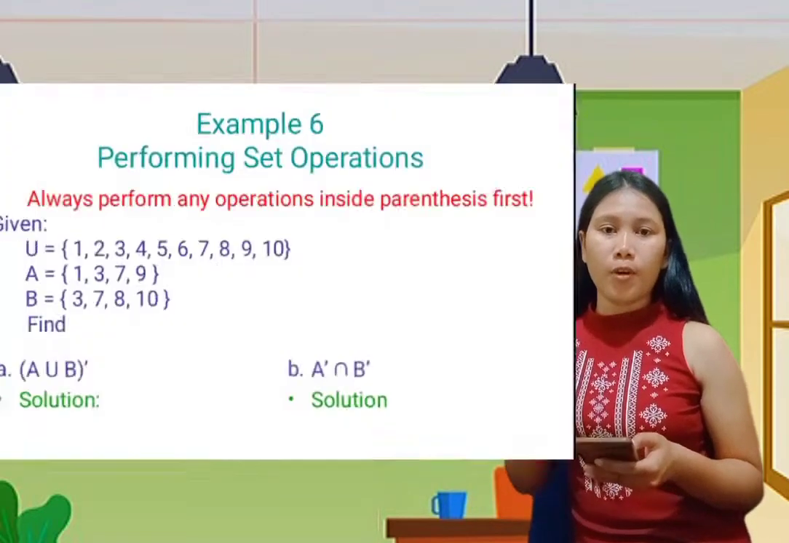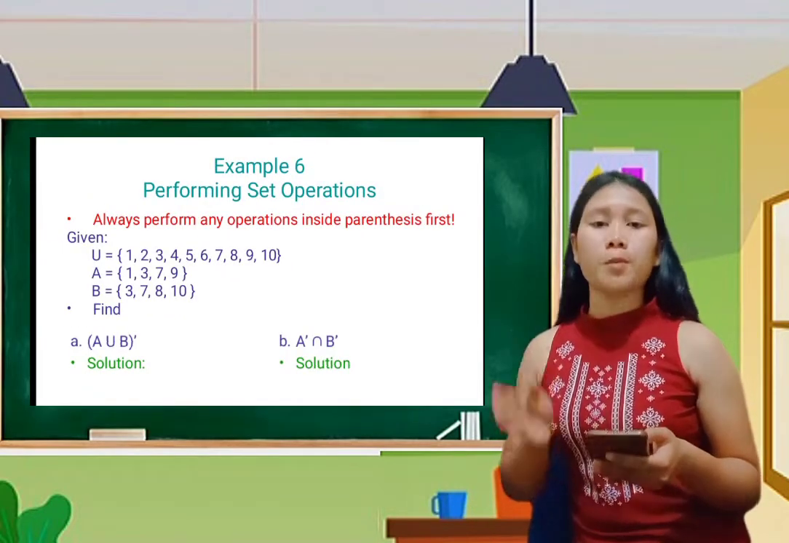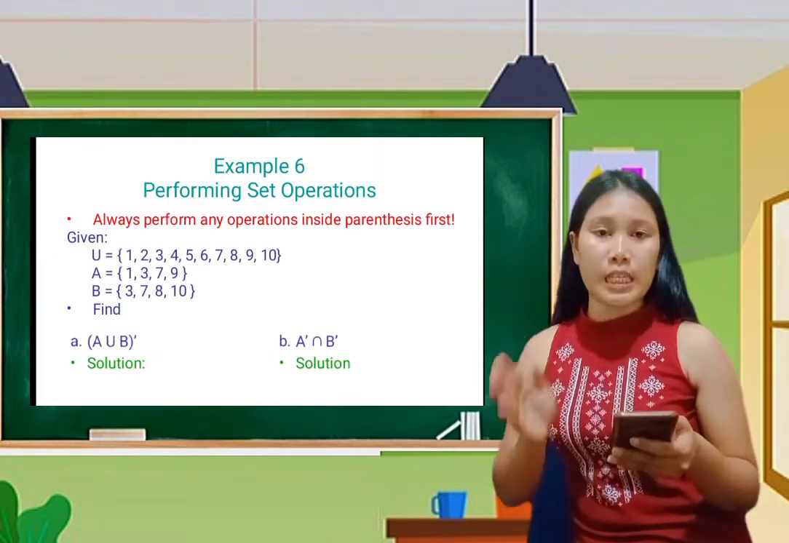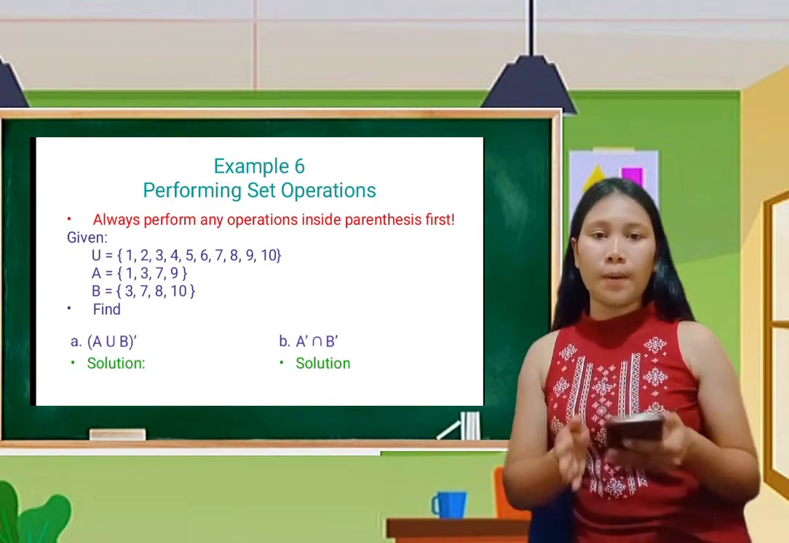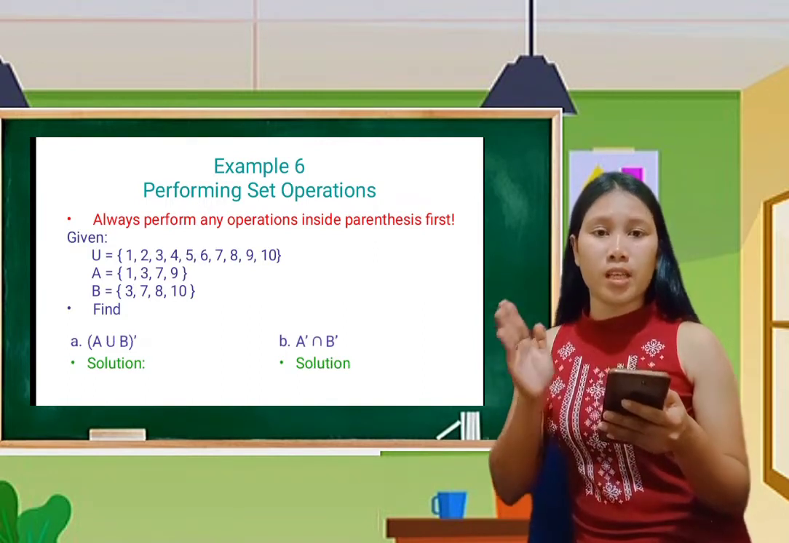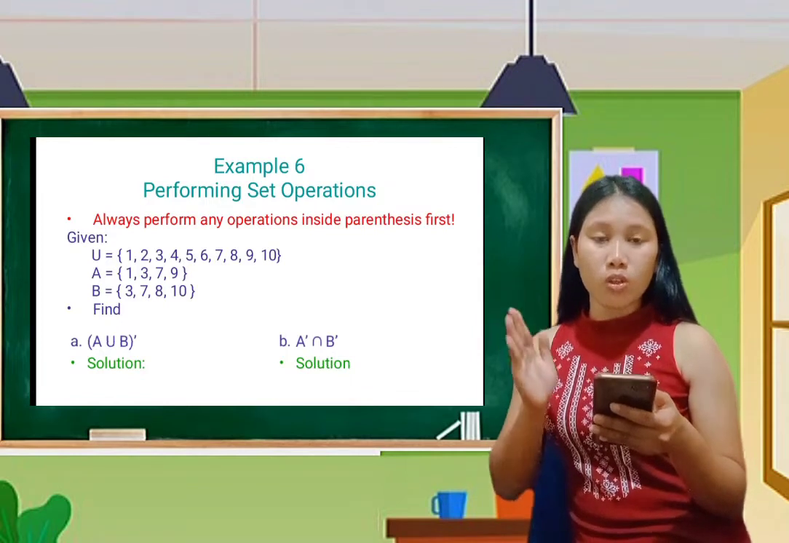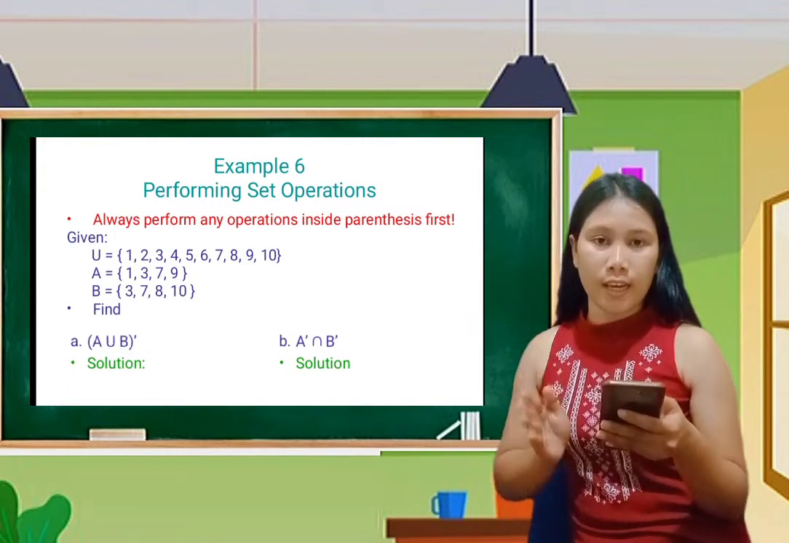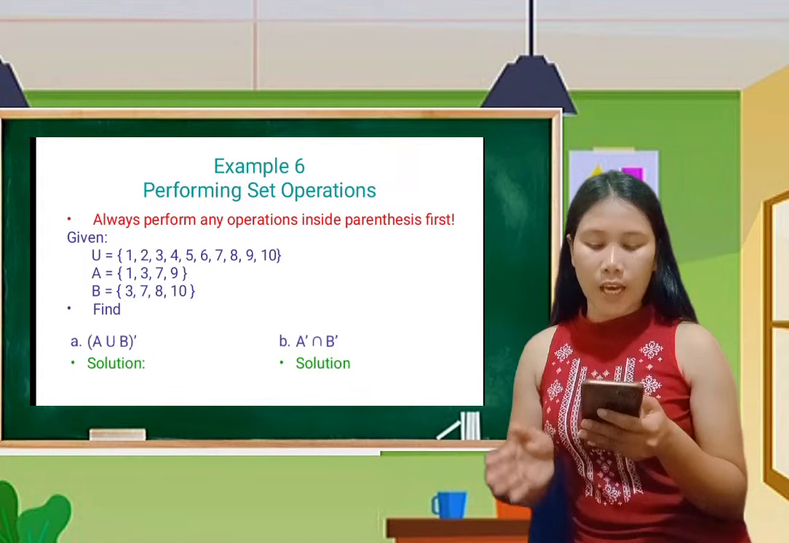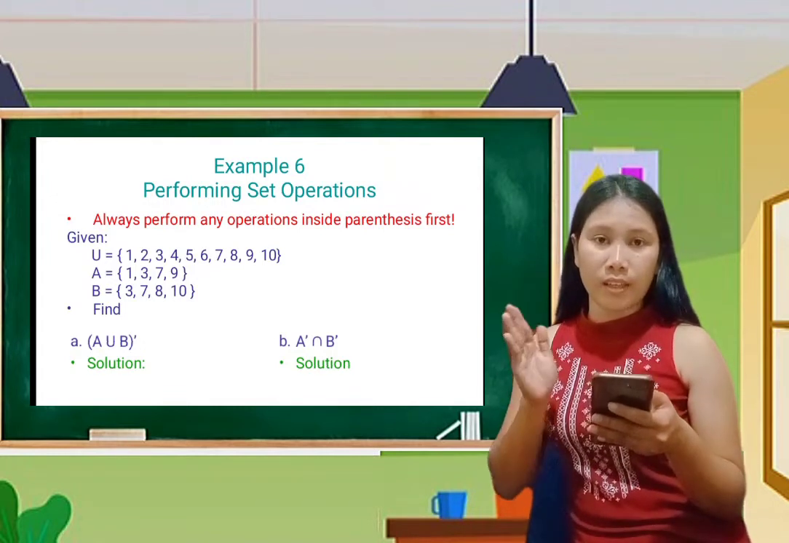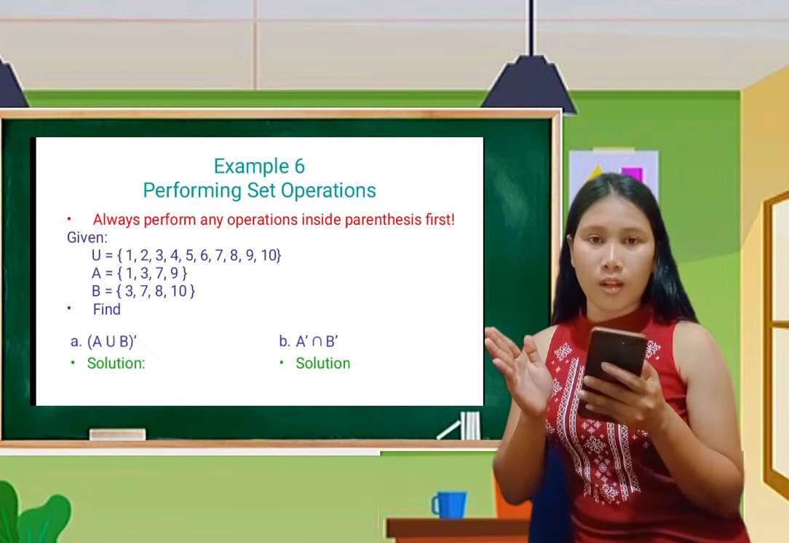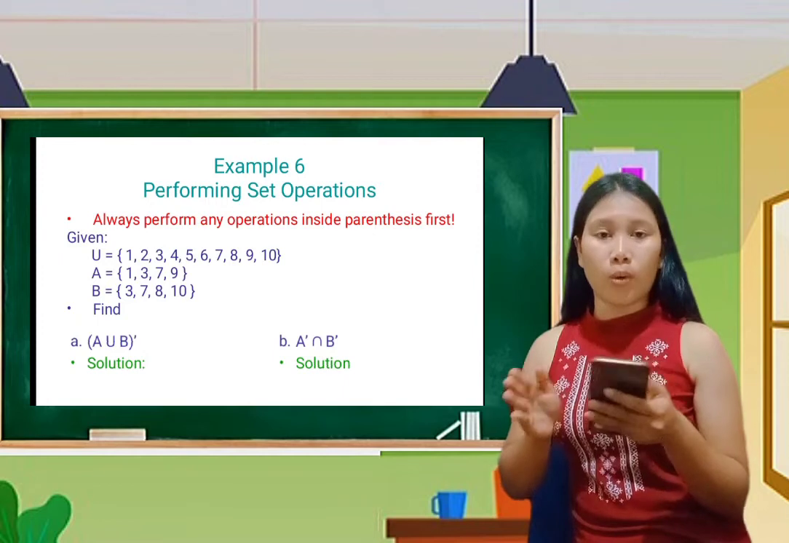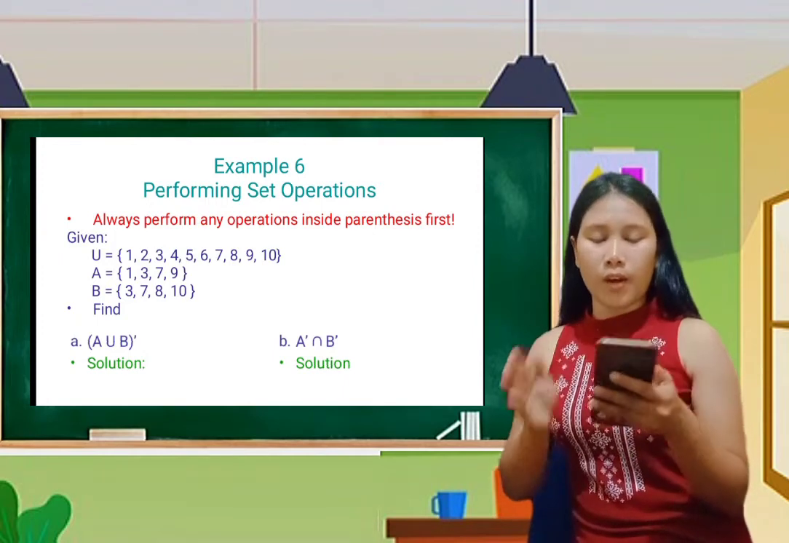Next slide: performing set operations. In performing set operations, always perform any operations inside the parentheses first. For example, the elements of the universal set are 1, 2, 3, 4, 5, 6, 7, 8, 9, and 10, the elements of set A are 1, 3, 7, and 9, and the elements of set B are 3, 7, 8, and 10. The question is, what is the complement of A union B?